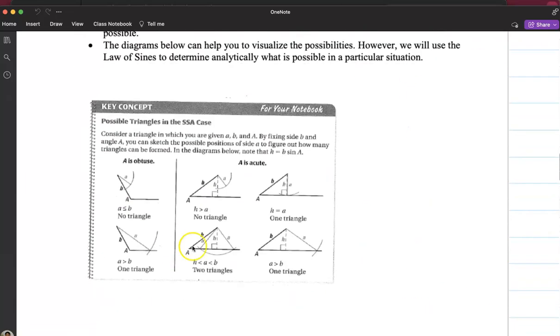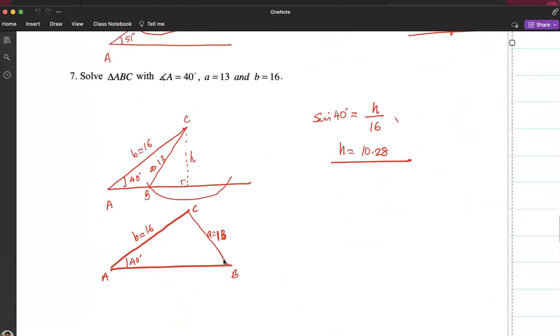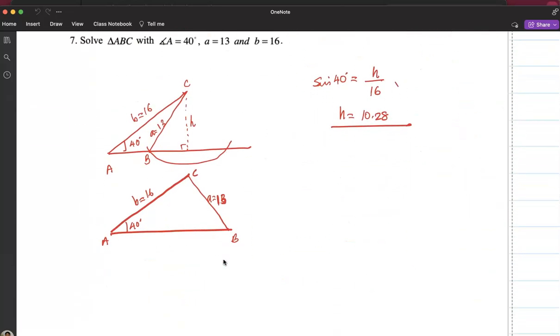This is that case. So when H is less than A is less than B. So your H is how much? H is 10.28. 10.28 is less than A is 13, which is less than B 16. That's why there are two triangles. You don't cut out anything, you just draw it. Only if it's short, then it doesn't matter.